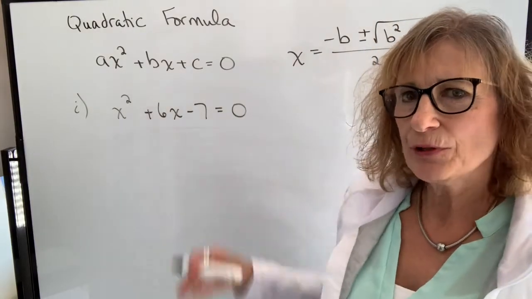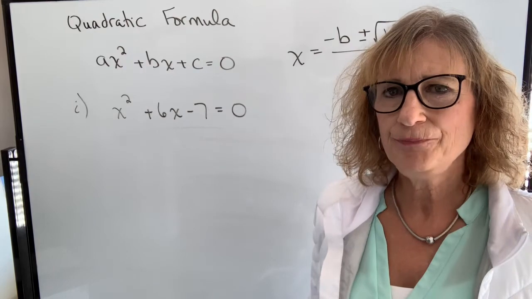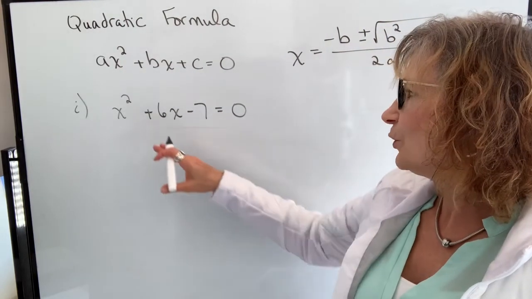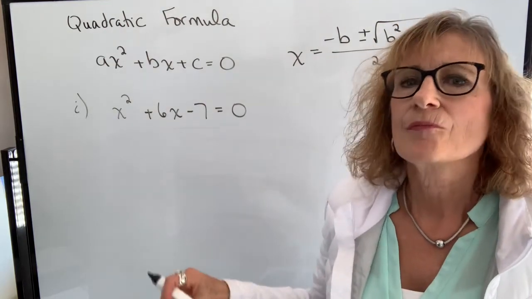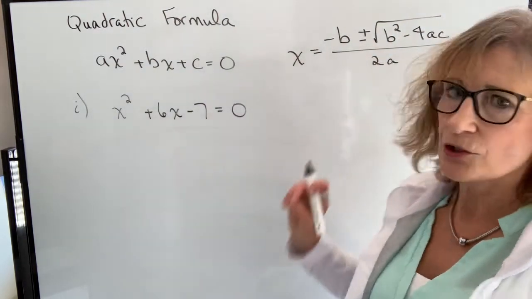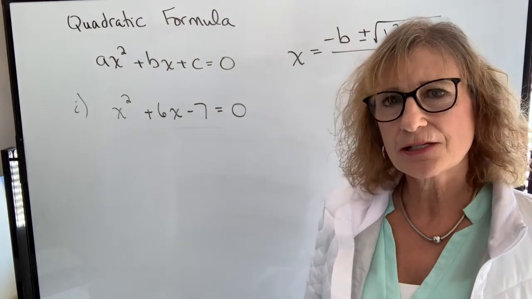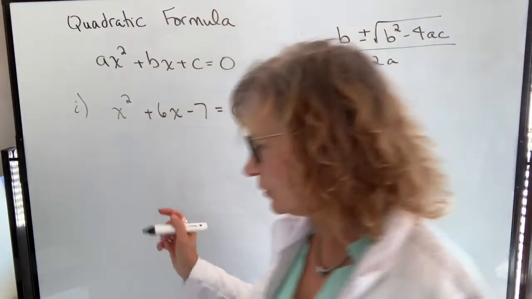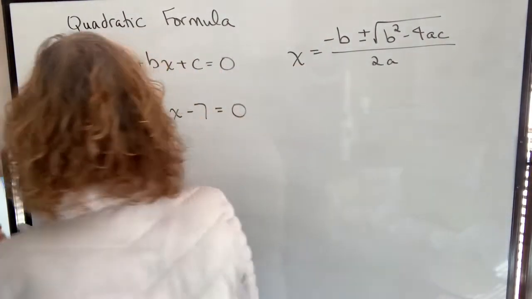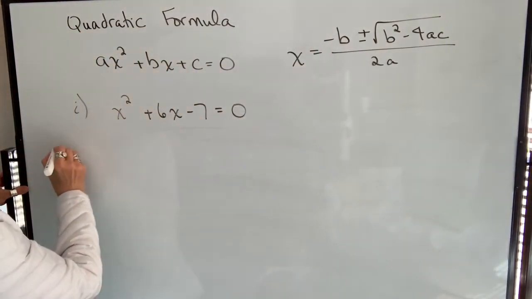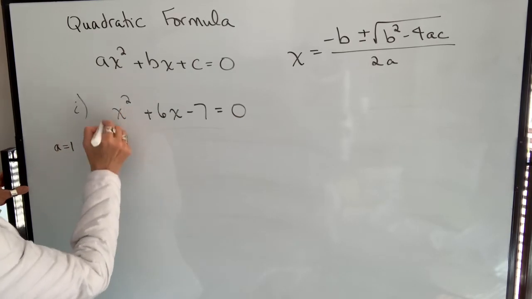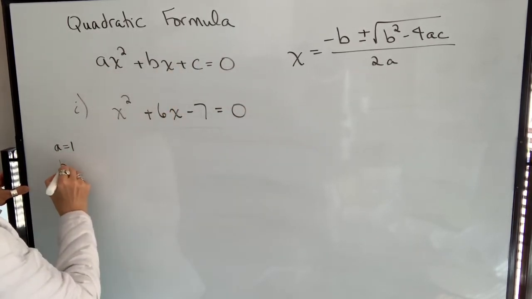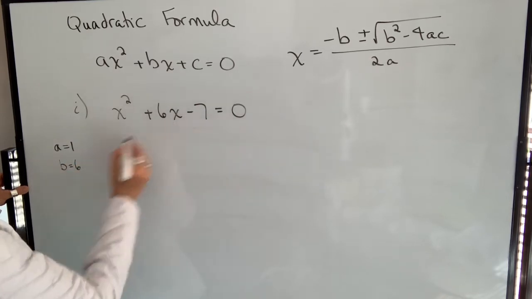Our first example is one that we could solve by factoring and would be the easiest method. We could do completing the square, or we can use our quadratic formula. So the key in using it is identifying your a and your b and your c. In this case, you can write those values down if it helps. My x squared coefficient is 1, so the a value is 1. b is 6, and c is negative 7.